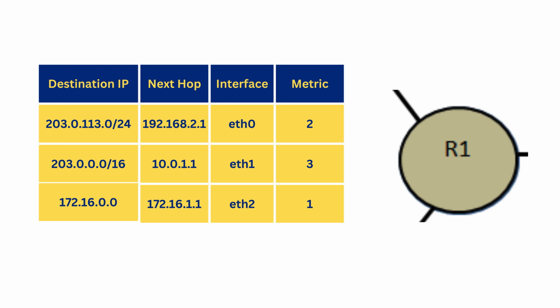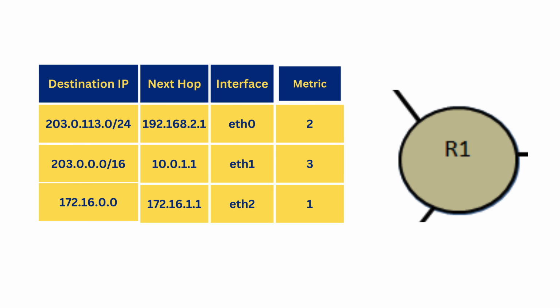Destination IP: the goal, for example, 203.0.113.0/24. Next hop: the IP of the next router along the path. Interface: the port to send the packet through. Metric: the cost to reach the destination, used to pick the best route. The router uses the longest prefix match to find the most specific path to the destination. It forwards the packet to the next hop, another router or the final destination, until all packets safely reach the client.